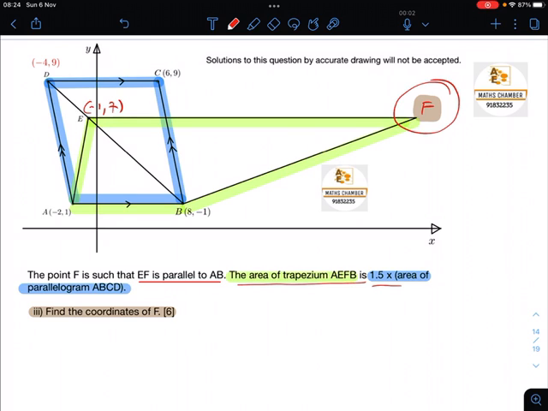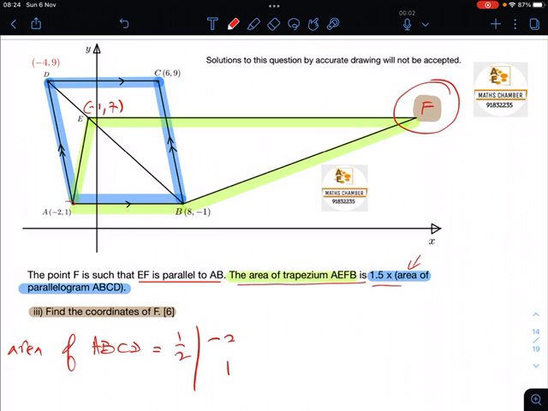The hint here is the blue one, 1.5 times the area of ABCD. In other words, we try to find the area of ABCD first. The area of ABCD will be equal to using this area here. Do take note, we have to go through the anti-clockwise direction.